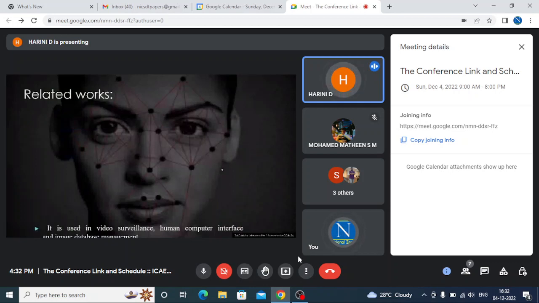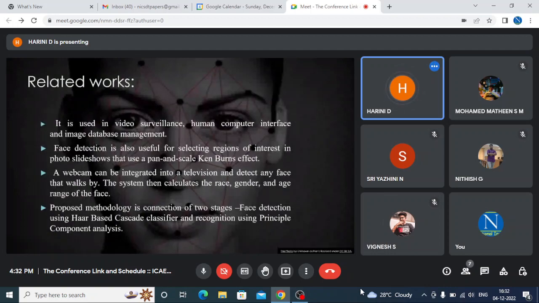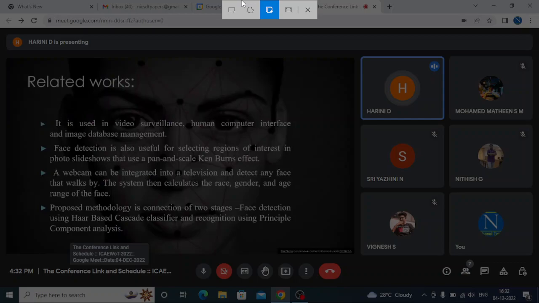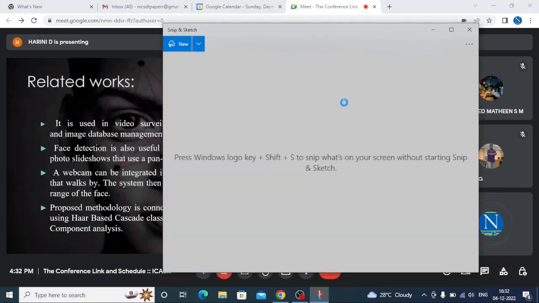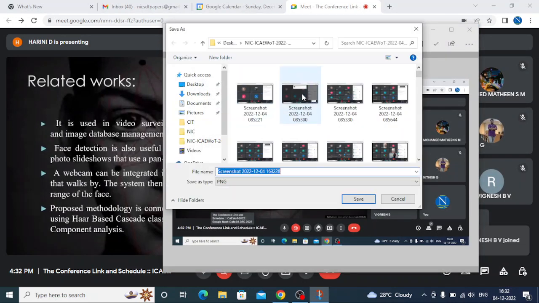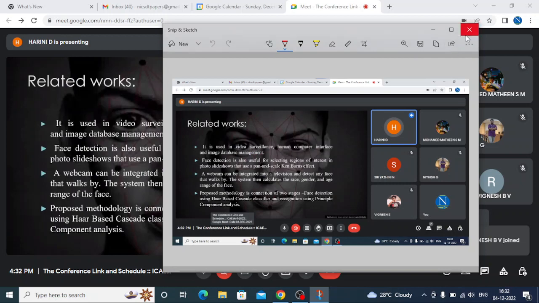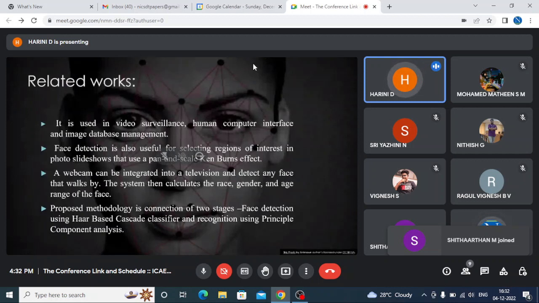Actually, this face detection is used in video surveillance, human computer interface, and image database management. Face detection is also used for selecting regions of interest in photos that use a red-eye or bokeh effect. A webcam can be integrated to calculate the gender and age range of the face. The proposed methodology is a connection of two stages: a Haar-based cascade classifier and exponent analysis.